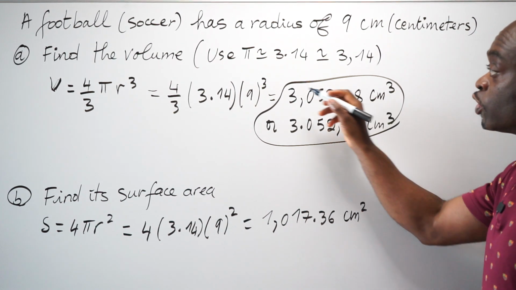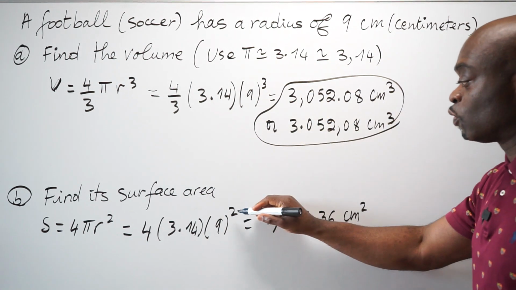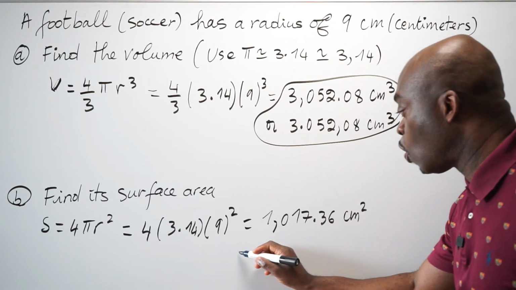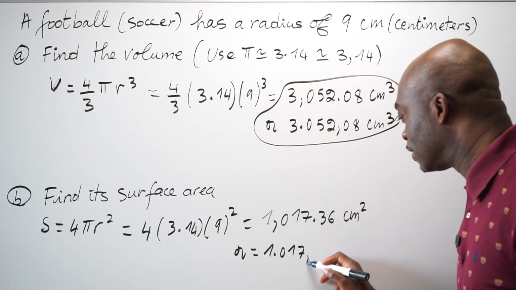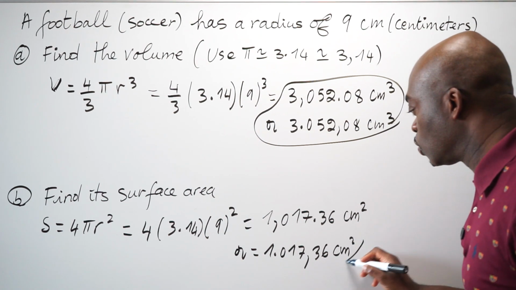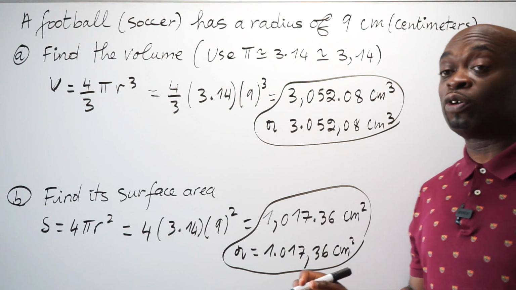See the difference? So this one is power 3. That's the reason why this one is power 3. But this one is power 2. That's the reason why this one is power 2. Okay? And also, all this is equal to 1.017,36 in those countries that we spoke about. So ladies and gentlemen, you are finished with this problem. This is not difficult at all.